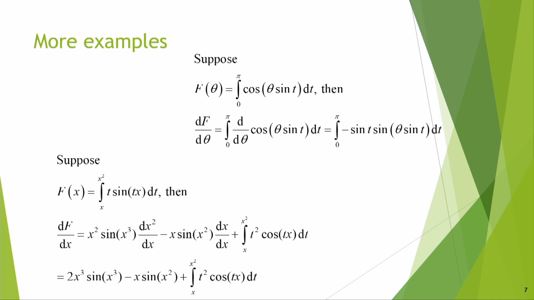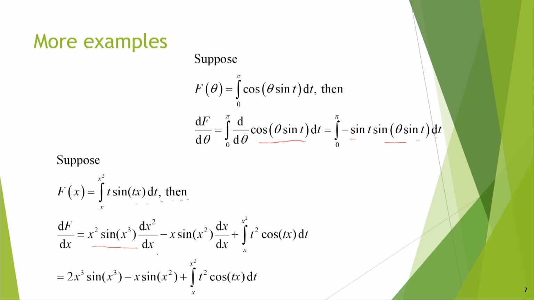Now, suppose I give another example. Suppose f(theta) is equal to the integral from 0 to pi of cos(theta sin t) dt. Here the limits are constant. So, df/d theta will be simply d/d theta. That means you take the derivative of the integrand inside the integral sign, and it will be d/d theta of cos(theta sin t) dt, and if you differentiate, this becomes minus sin(theta sin t) sin t dt.